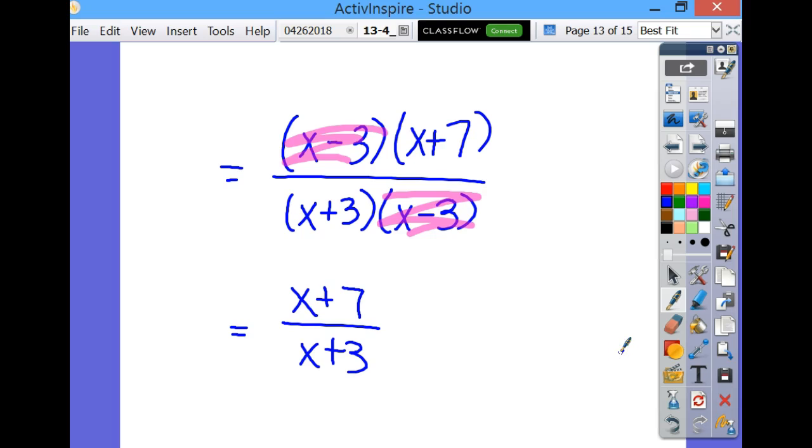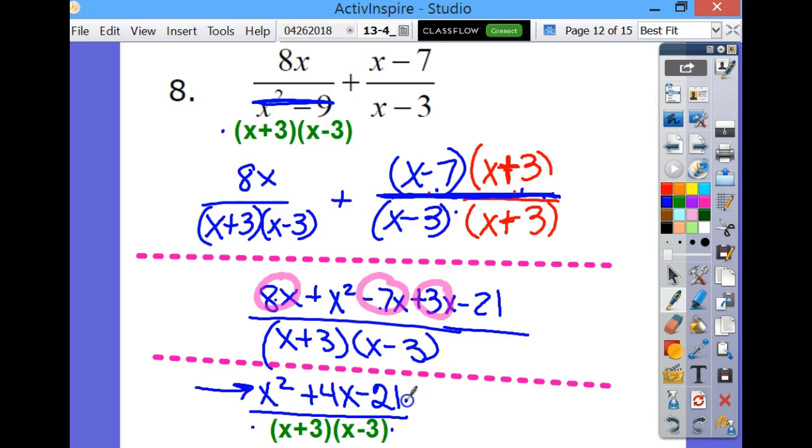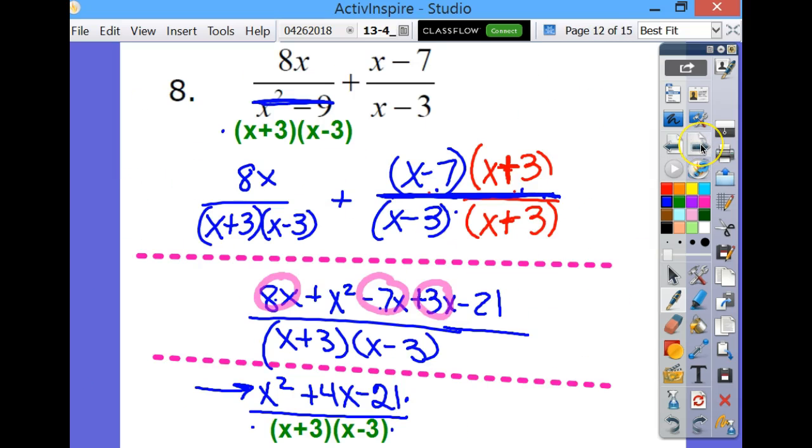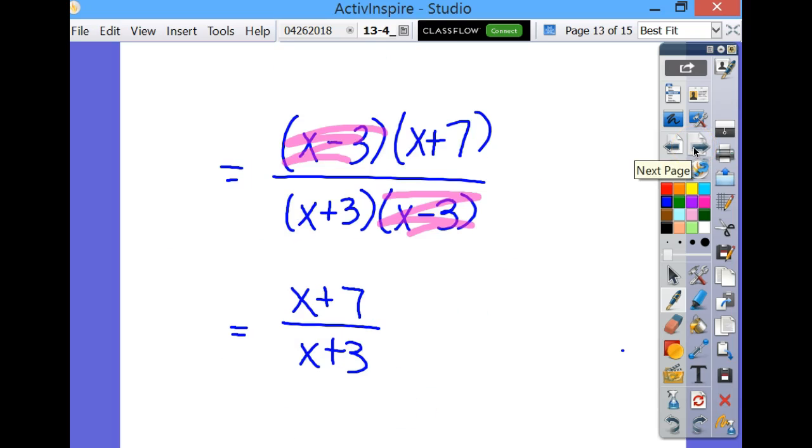Now, why did this have more steps than the previous problem? This numerator right here would factor. And so it would factor and cancel out part of the denominator. And so on this previous problem, would that factor anymore or cancel any of the denominator? That's why this problem number 8 had more steps, because this would factor. When you factored it, it would cancel, and you need to simplify your answer as much as possible.